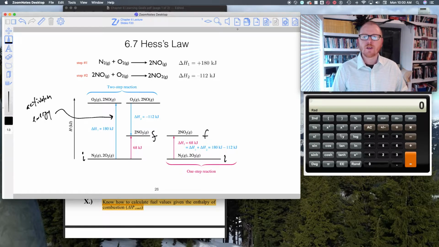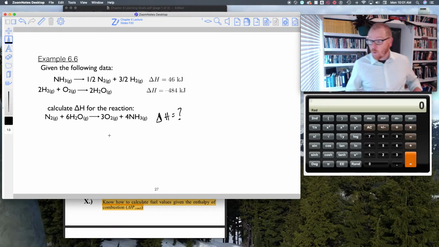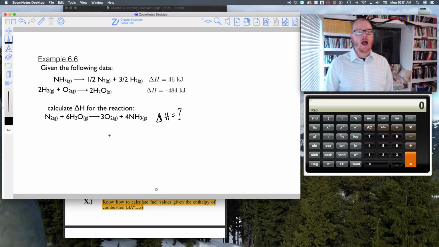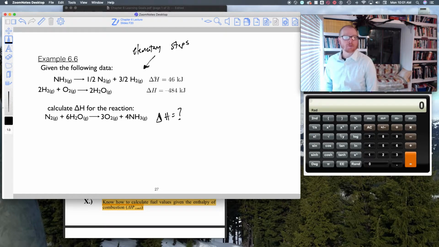Okay. So now this is a bit of an esoteric exercise, but all the same, it's a good exercise for applying Hess's law. Okay. So suppose we want to calculate the delta H for this reaction right here below. Okay. But we don't know what any of its steps are. But we are given these, what I'm going to call elementary steps right here. So maybe we're able to look those up in a book somewhere.